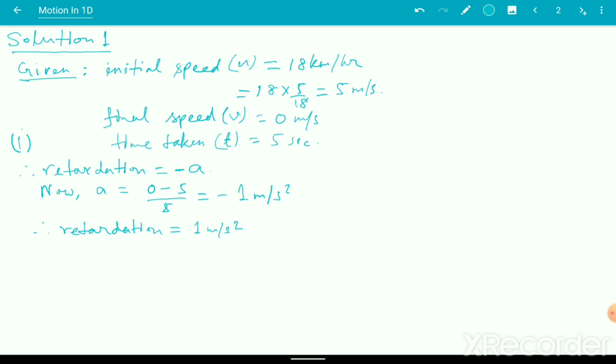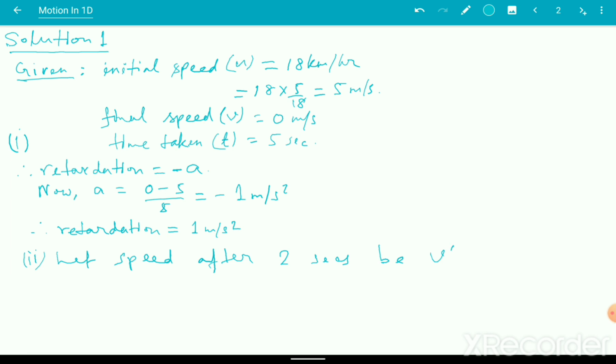Okay, now the second part, we have to find out the speed. Let the speed after 2 seconds be v dashed. Therefore, from the definition of acceleration you can write a is equal to v dashed minus initial speed 5, by the time after which it has been asked to find out the speed, which is 2 seconds, so it's 2.